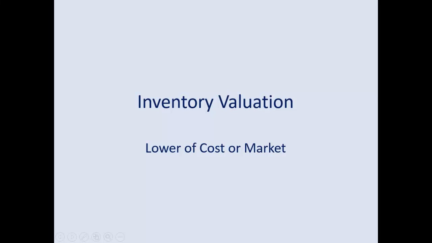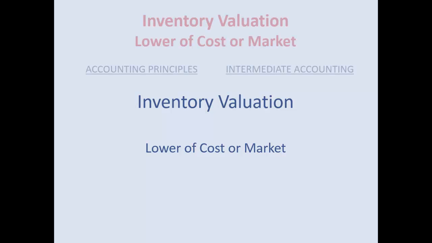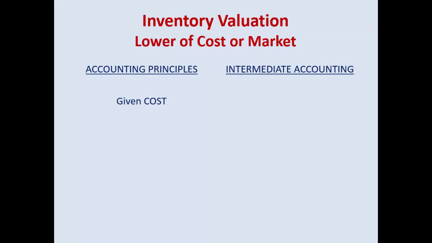A GAAP rule exists that requires companies to value their inventory correctly at the lower of cost or market. So this is an end of the year adjusting journal entry. Now in accounting principles, you were given the cost and you were given market, so you just had to determine what is my adjusting journal entry? Do I need to adjust my inventory down and record this inventory write down?